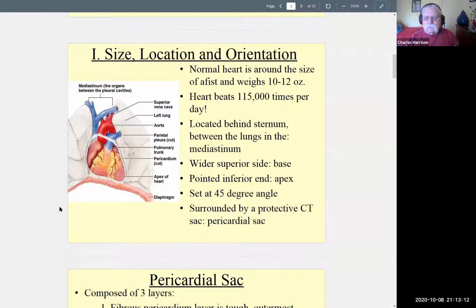The heart's about the size of a fist, and weighs about 3/4 of a pound, 10 to 12 ounces. The number of beats per day is, I put here 115,000, but that depends upon who you are and what your resting heart rate is.